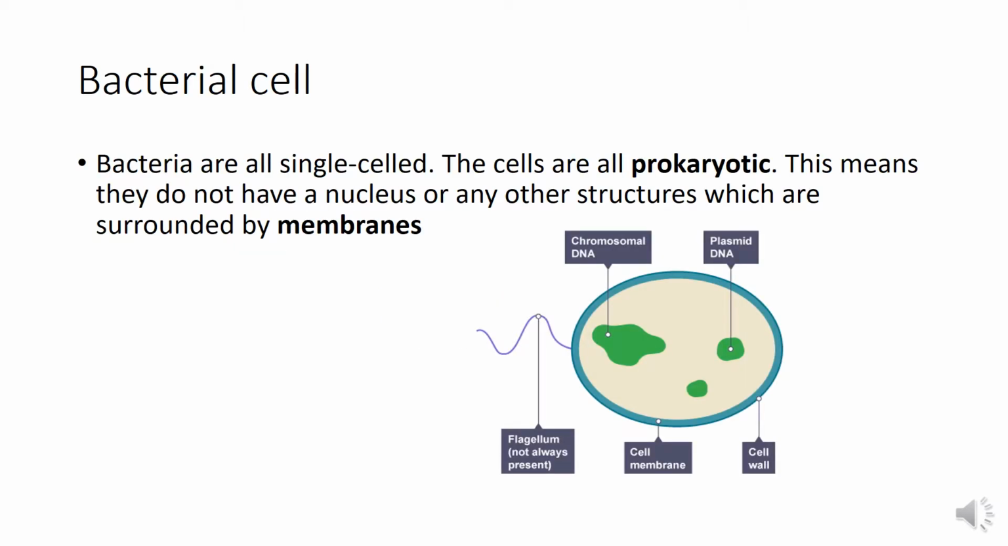Bacterial cell. Bacteria are all single celled. The cells are all prokaryotic. This means they do not have a nucleus or any other structure which is surrounded by a membrane.